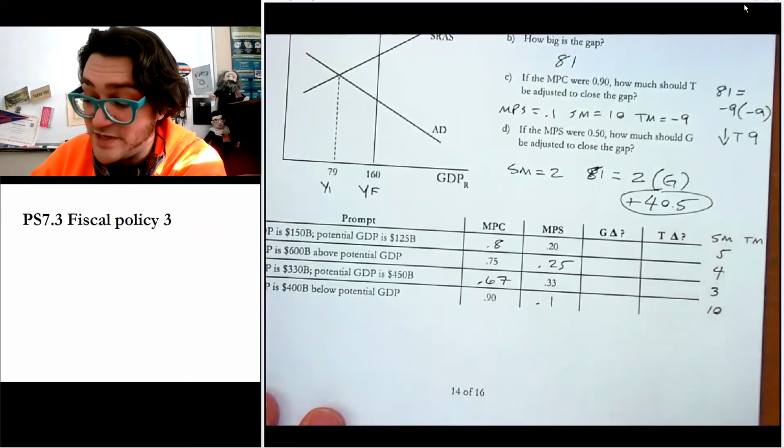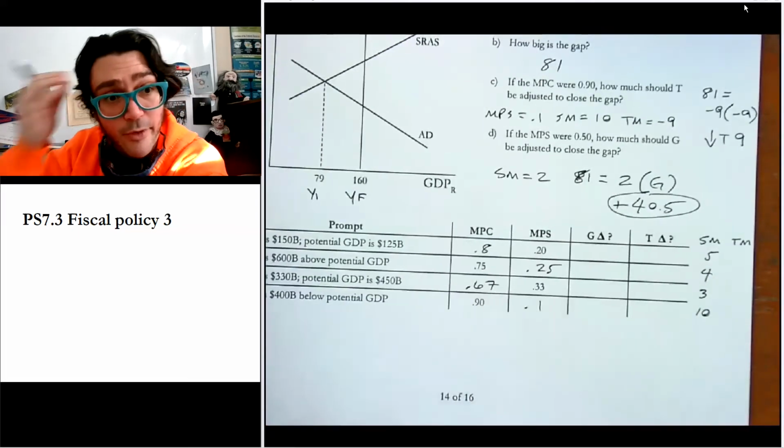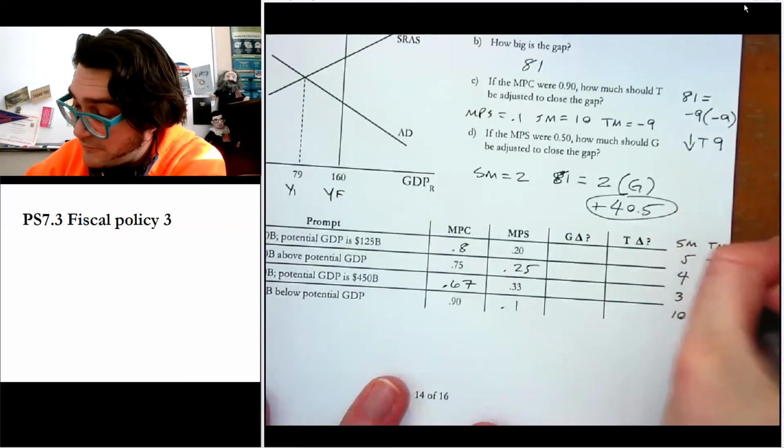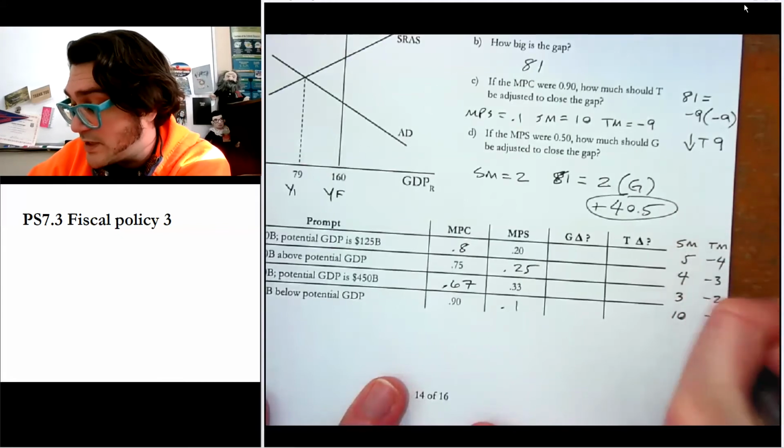So we know that this one's 5, this one's 4, this one's 3, and then this one is, why am I having trouble? 10, 1 over 0.1. Now, this is -4, -3, -2, -9.